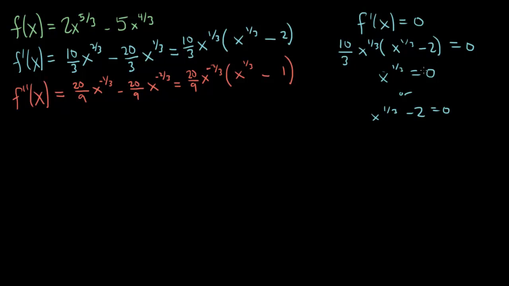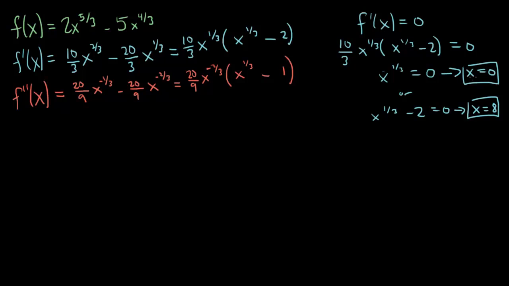Now, what's the only answer here? The only answer here is that x equals 0. So x equals 0 looks like it's going to be a critical point. And let's see here. We need to solve x to the 1/3 equals 2, so we cube both sides and we get x equals 8. Okay? Because 2 cubed is 8. Okay? So there's our two critical points.